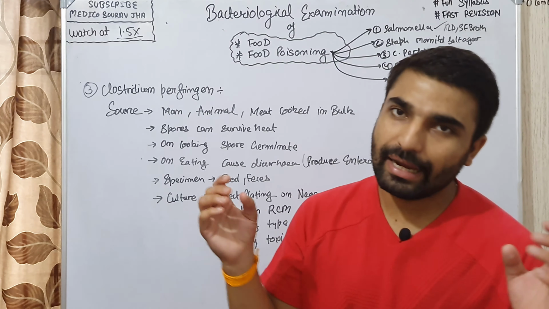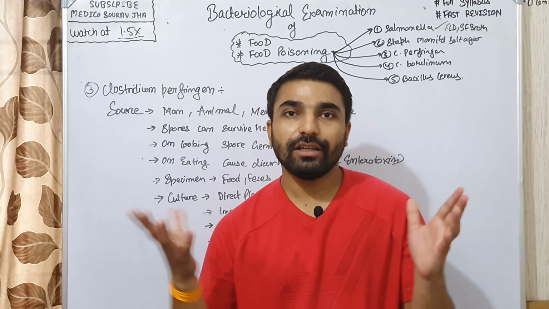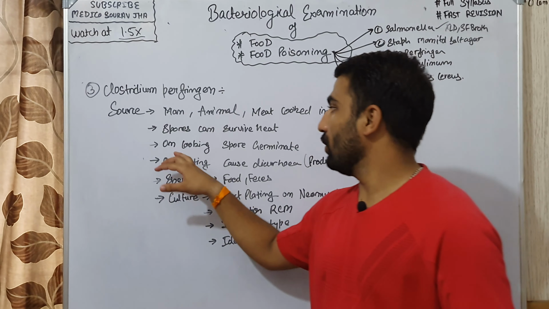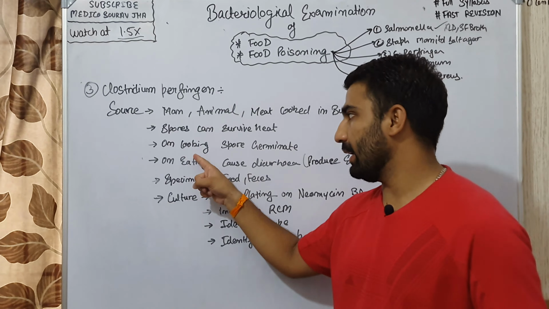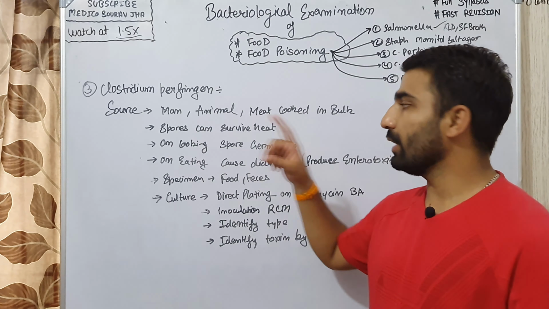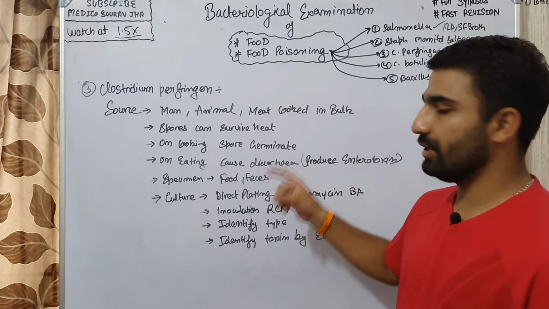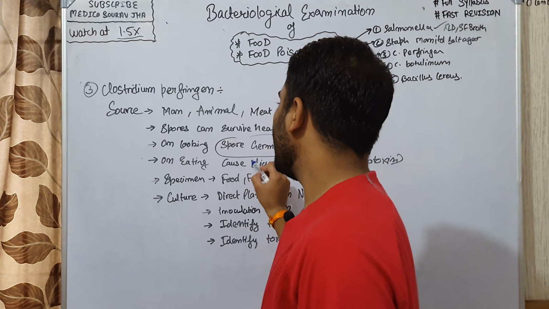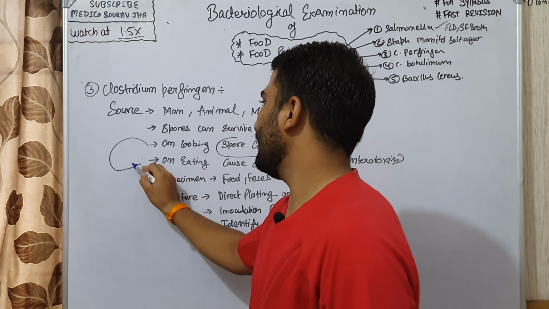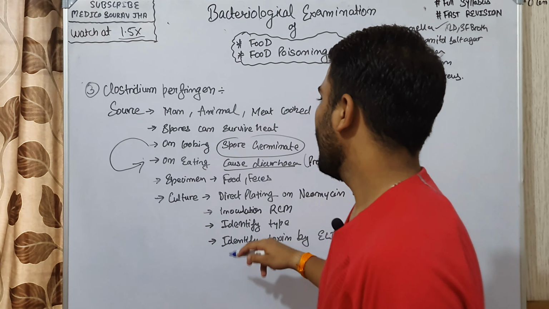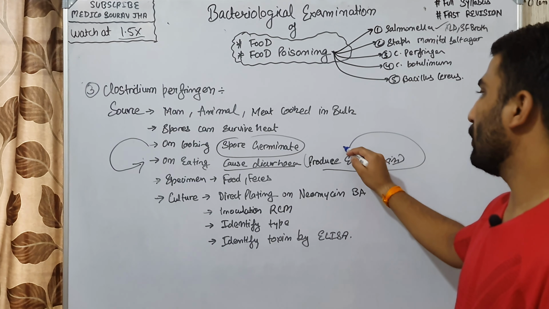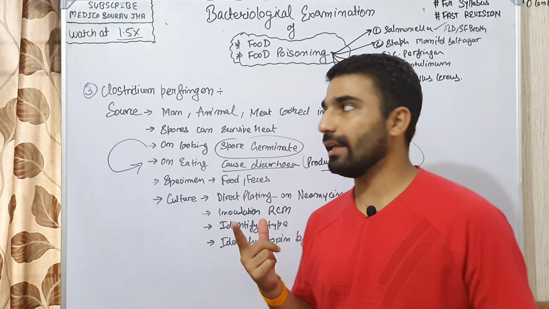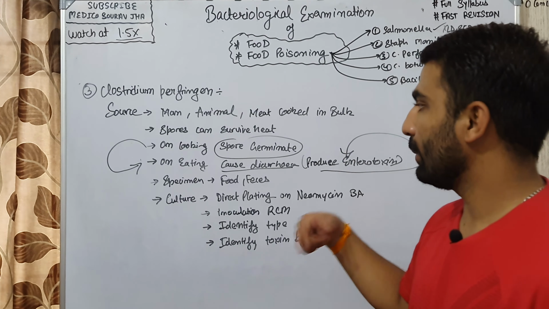You cook, overheat, the proteins of the food will denature, but the spores will survive. So on cooking, the spore germinates. Look at the chronology: on cooking, spore germinates, and on eating it causes diarrhea and produces enterotoxins. Enterotoxins once produced, then it starts causing the main problem in the body.